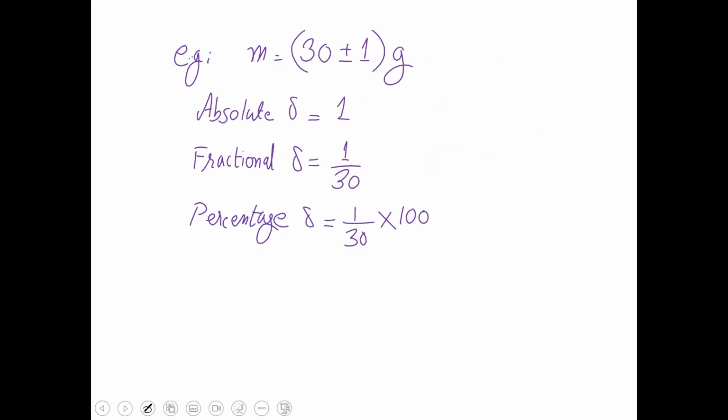For example, mass is 30 plus minus 1. Then absolute uncertainty is 1. Fractional uncertainty is 1 upon 30. And percentage uncertainty is 1 upon 30 into 100. You have to copy this.